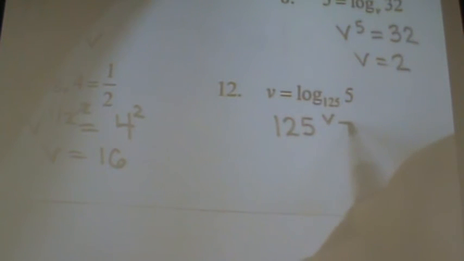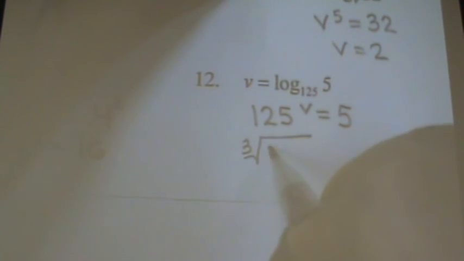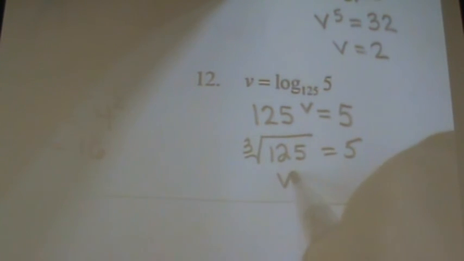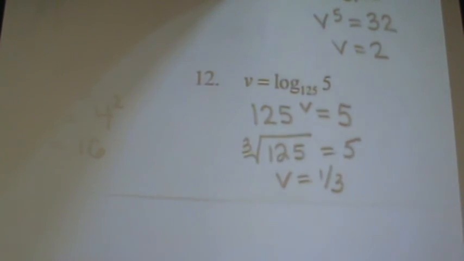12. Oh god. What's that one? 1/3, good job. The cube root of 125 is 5. So V is 1/3. You are right.